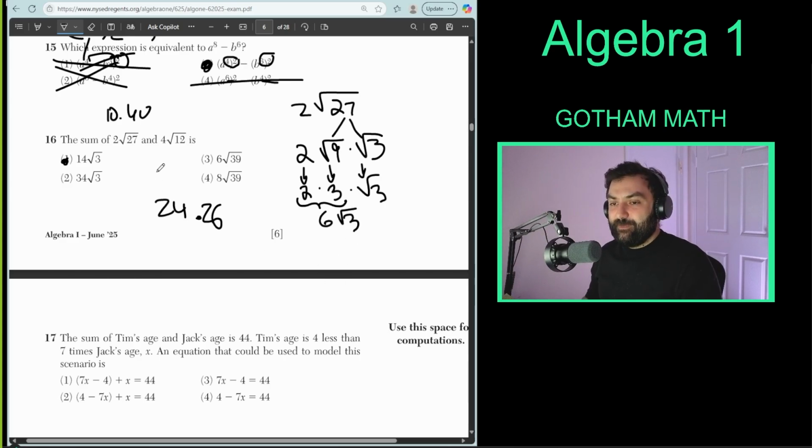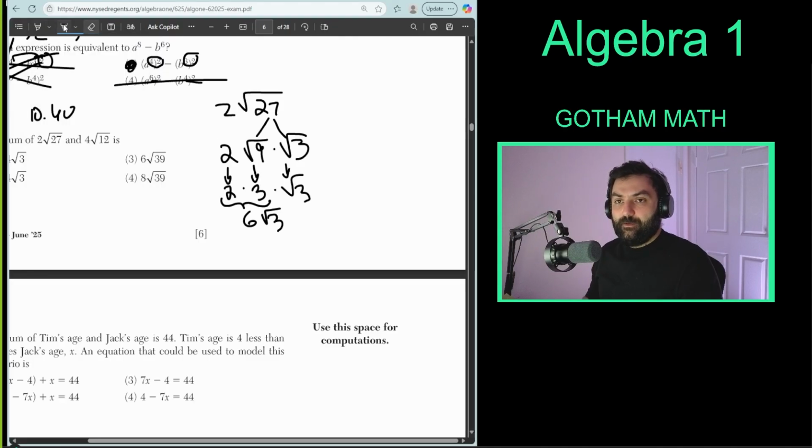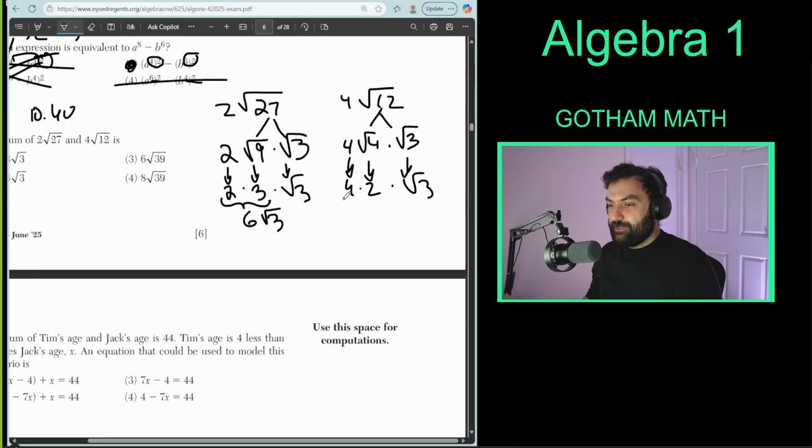And now the same thing we're going to have to do with 4 radical 12, somewhere here on the side. 4 radical 12 can be split into 2 radicals, 4 times 3, and now this copies, this is 2, and square root of 3 just stays. This becomes 8, square root of 3 tags along, and now we have to add those guys. 6 plus 8 is 14, and radical 3 just tags along.